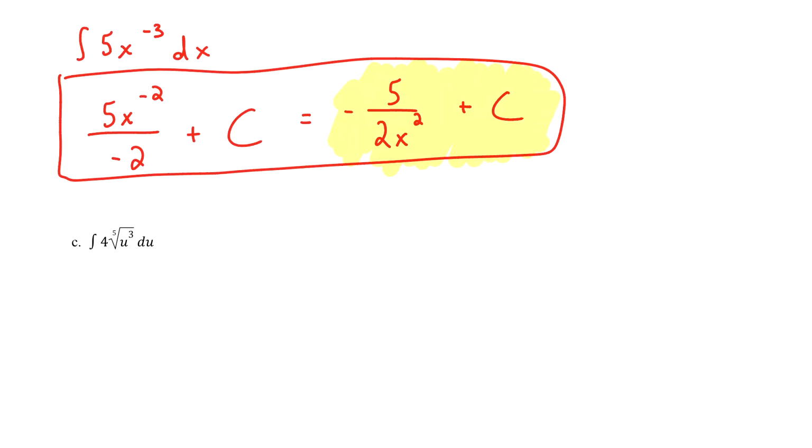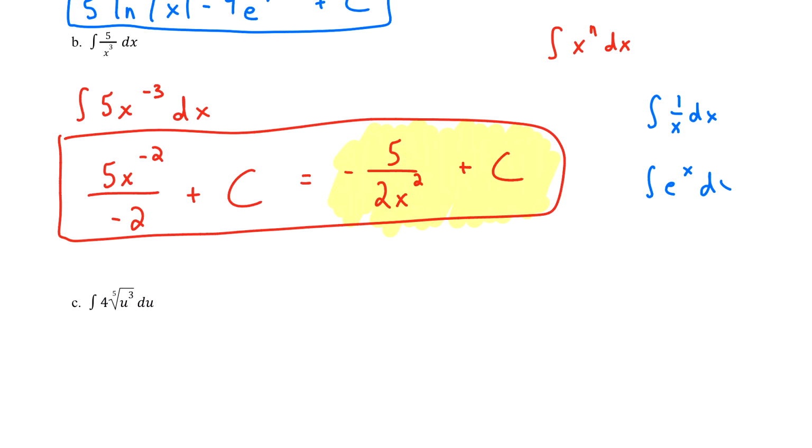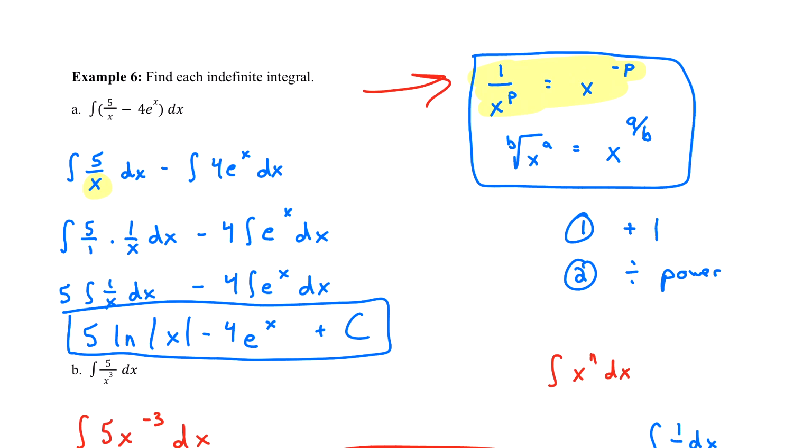If I look back here, we said our power rule only works if we have x to the nth power. The other two special rules we had, remember, were the antiderivative of 1 over x dx and the antiderivative of e to the x dx. Well, this problem that we're looking at, part C, doesn't really look like any one of these three. But we have those exponent rules that we talked about way back when. Except instead of the first exponent rule, I'm going to want to use the second exponent rule.